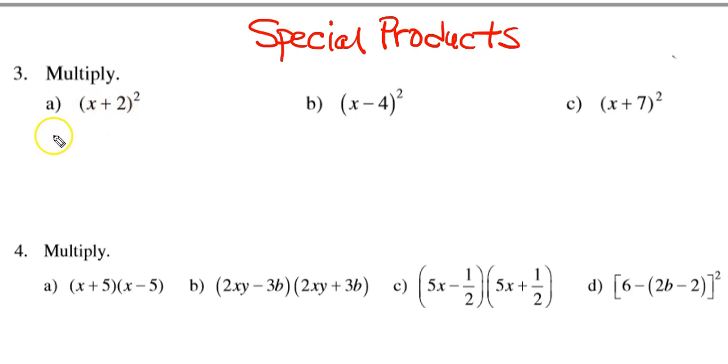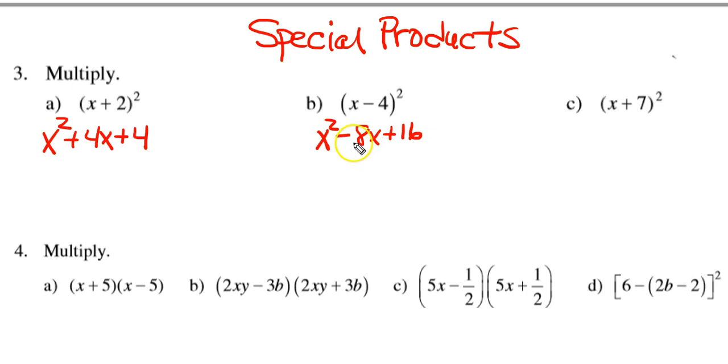We square the first term, multiply these two together, get 2x, double it, get 4x, and then square this term. So this is a perfect square trinomial. Now how about this one? Square it. Multiply these two together. You're going to get a negative 4x, double it, negative 8x, and then square the 4, and you get 16. A perfect square trinomial.